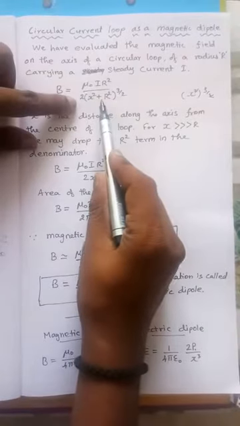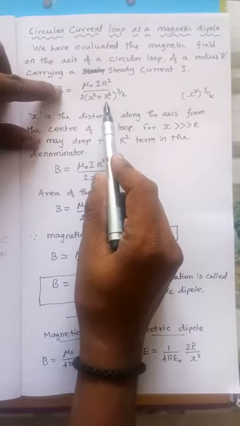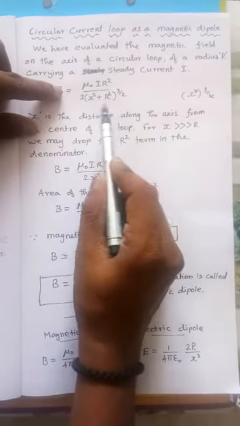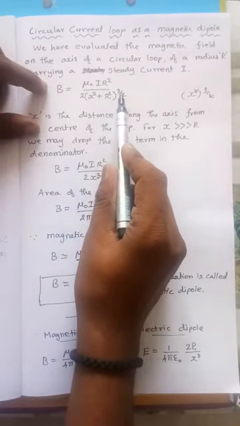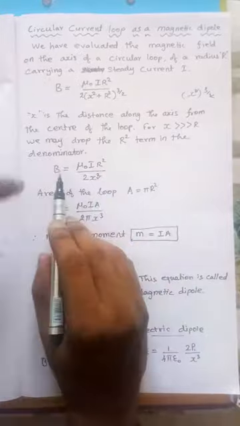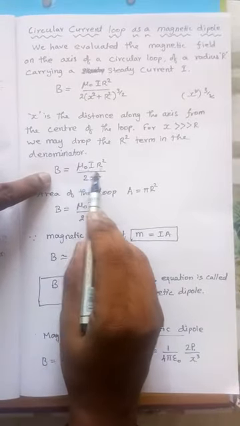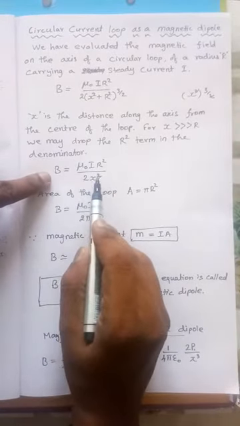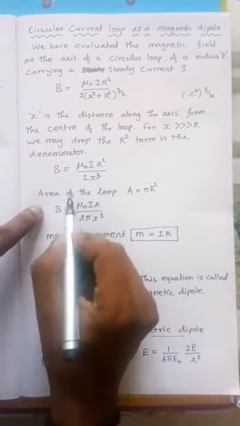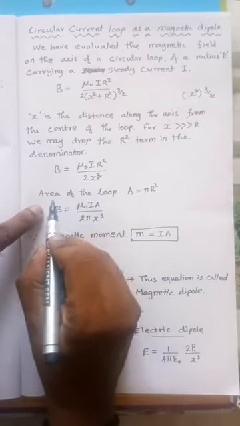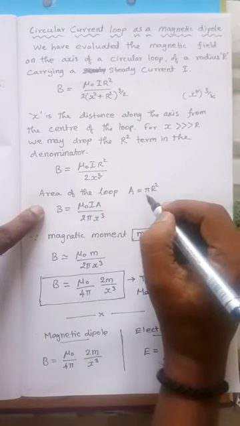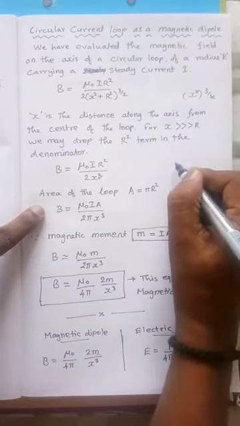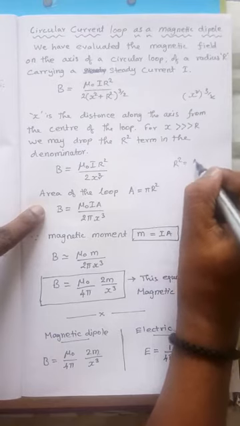Here r square is neglected only in the denominator, because its value is very small compared to x square, raised to the power 3 by 2. So B is equal to mu naught I r square by 2x cube. Now the formula for the area of the loop: A is equal to pi r square. From A is equal to pi r square, r square is equal to A by pi.